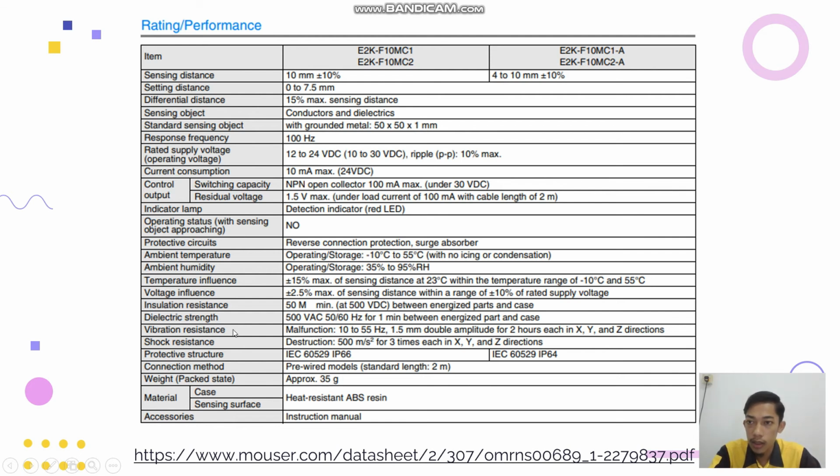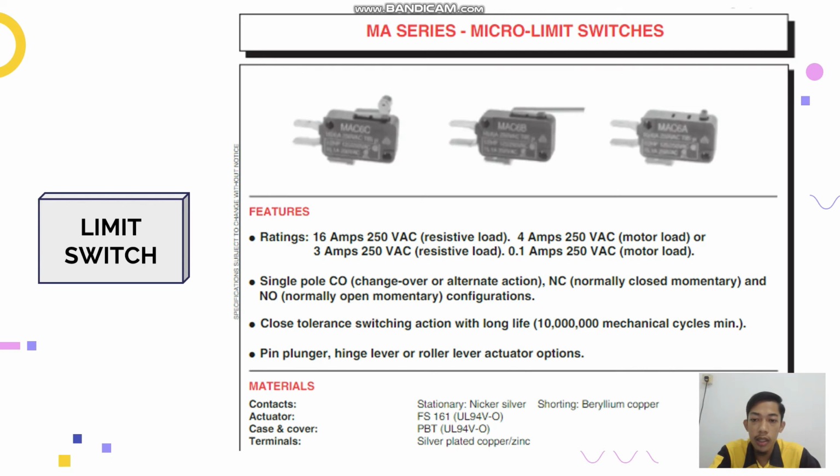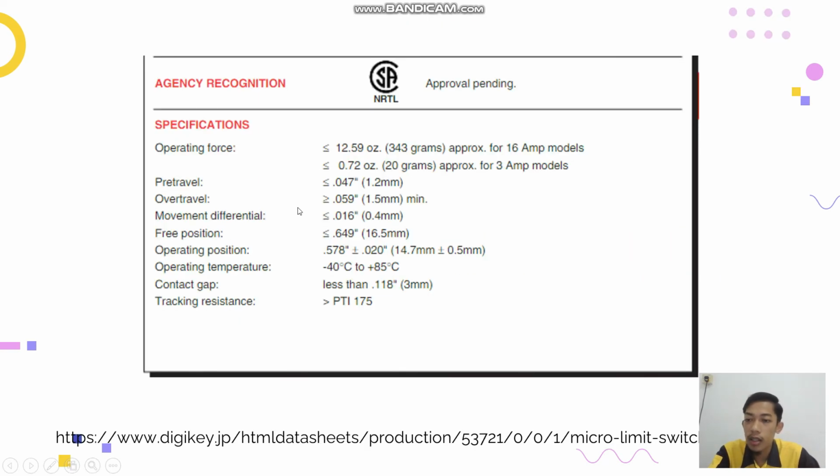Next is the limit switch. For the limit switch, the pre-travel is 1.2 millimeters, the over travel is 1.5 millimeters minimum, the movement differential is 0.5 millimeters, and the free position is 16.5 millimeters.